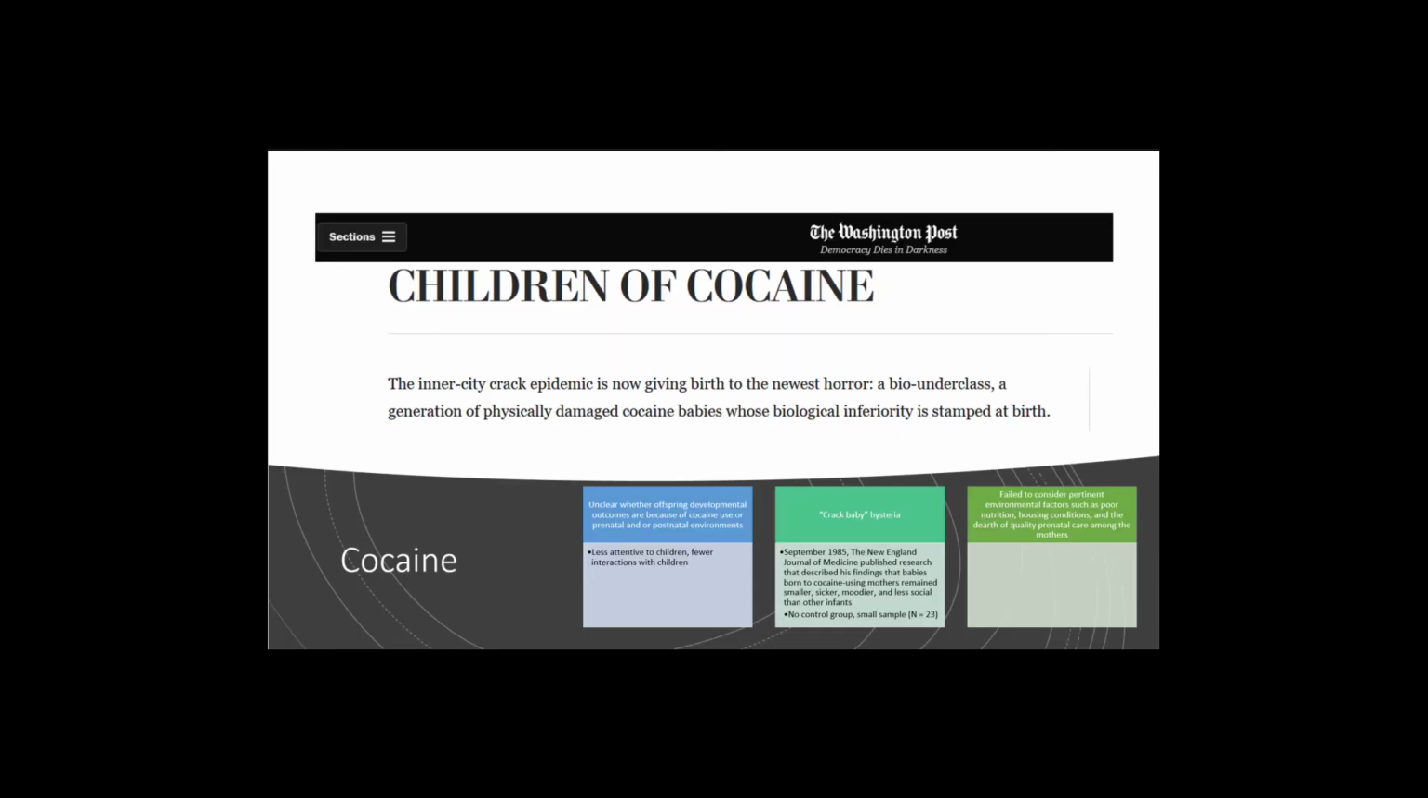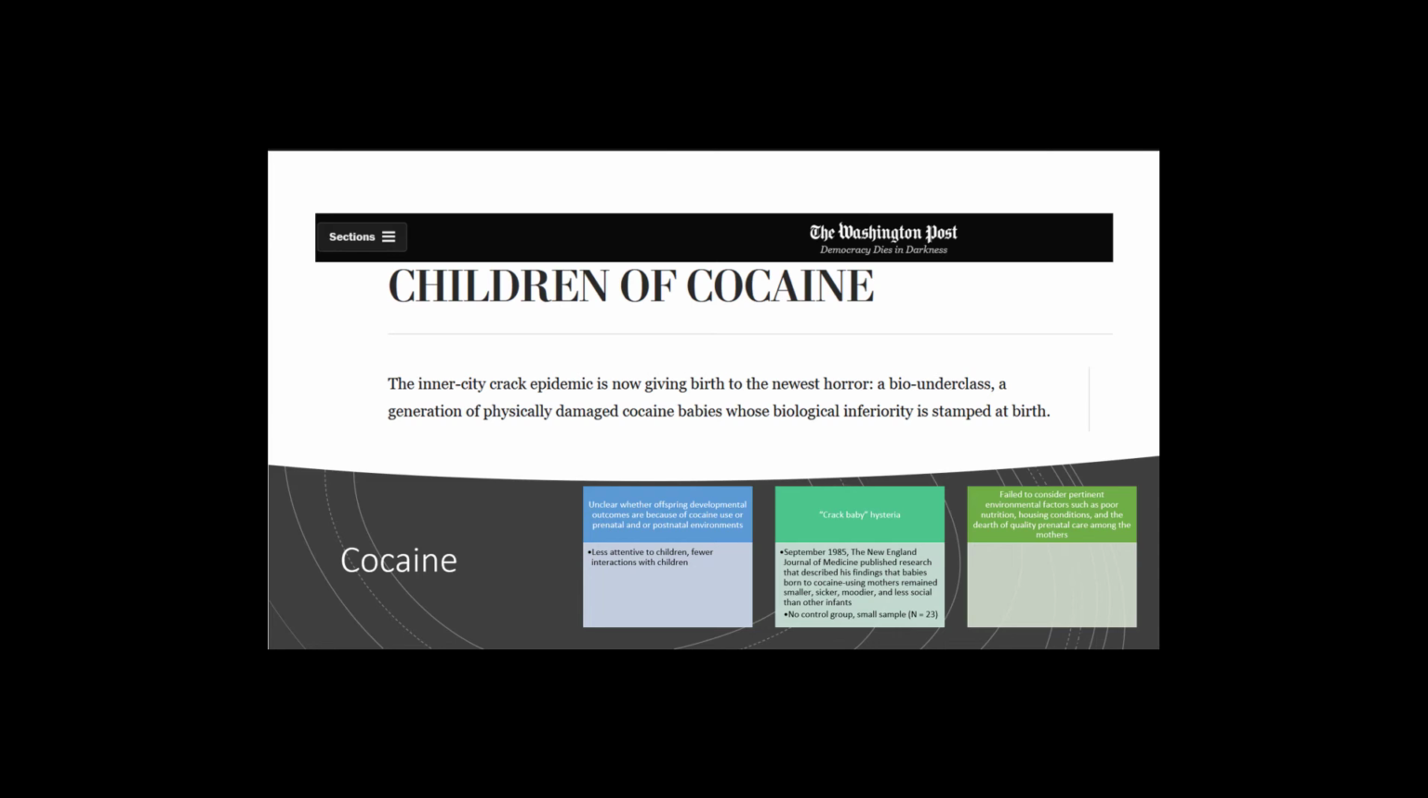Now, children of cocaine. This is an interesting teratogen that I'm always interested in because there's a lot of history that goes into this. The idea with cocaine is that it's unclear whether offspring developmental outcomes are because of cocaine use or prenatal and postnatal environments. Cocaine users are less attentive to children, with fewer interactions with children. So again, very difficult to disentangle. What is the exact impact of this drug?